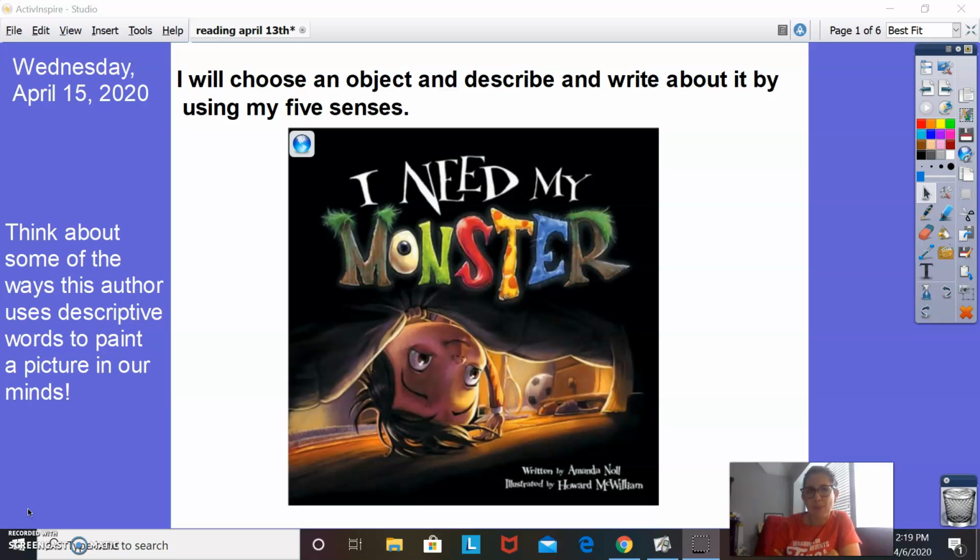Today is Wednesday, April 15th, 2020, and today in reading we're going to read a book and then we're also going to do some writing. So we're going to start off, as we always do in class, by reading our job together. Ready? I will choose an object and describe and write about it by using my 5 senses.